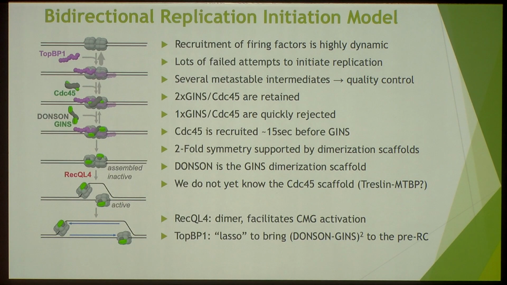And this 2-fold symmetry of bidirectional replication is supported by dimerization scaffolds, and we've confirmed that Donson is the dimerization scaffold for GINS, in agreement with everybody else who's talked earlier today. We don't yet know the dimerization scaffold for CDC45. We have a couple of candidates, but it's an ongoing project. We have very interesting data and insights into RECUL4 function, and we have data to show that it facilitates CMG activation, not CMG assembly. And the role of TOBP1, it seems like TOBP1 binds to the dormant origin early, and it acts as a lasso to bring in this complex of Donson and GINS.